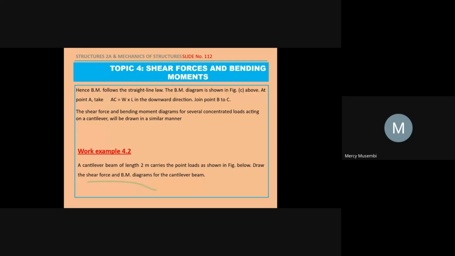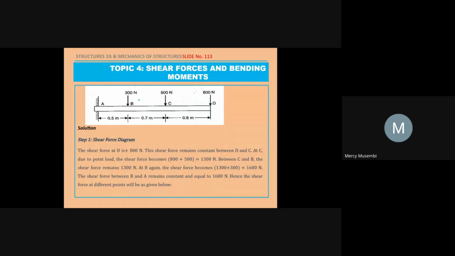First, you remember, this is the baseline. So this side will be positive and this side is negative. The shear force at D is positive 800. So you draw it in this direction, 800, and then it will remain constant.